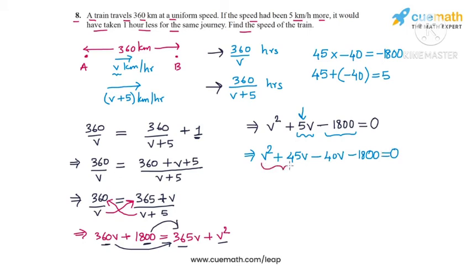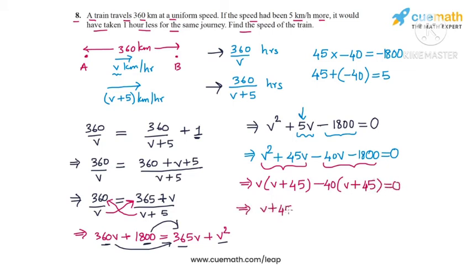Now from the first pair of terms I can take out V common, so I have V times V plus 45, and from the second pair of terms I can take out minus 40 common, so I have minus 40 times V plus 45. This is equal to 0, and now I can take out V plus 45 common, so V plus 45 times V minus 40 is equal to 0. And from here I get two values of V. What are those two values? I get V equal to minus 45, or I get V equal to 40.